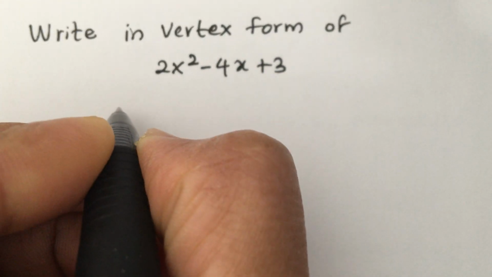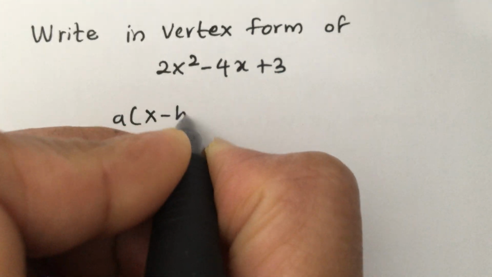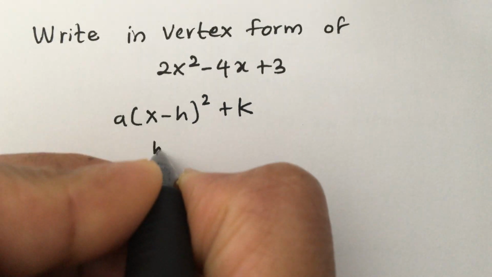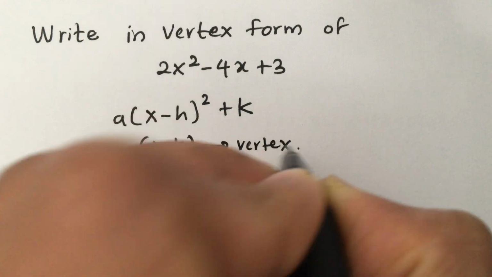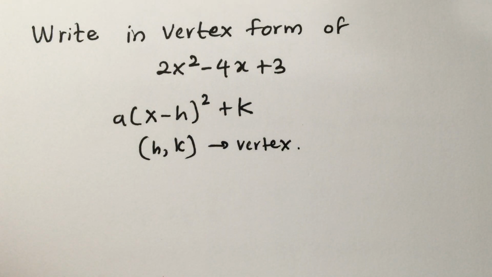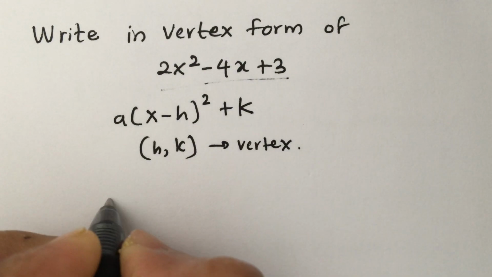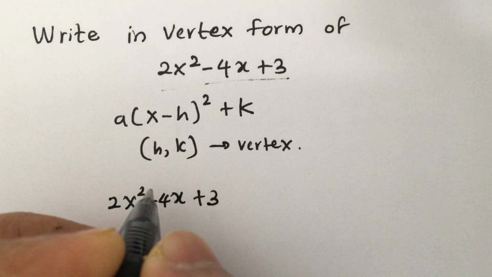You know, the vertex form of a quadratic function is a times (x minus h) squared plus k, right? So (h, k) is your vertex. The vertex is the turning point of the parabola, right? So how do we find the vertex form of this one? You have this: 2x squared minus 4x plus 3.